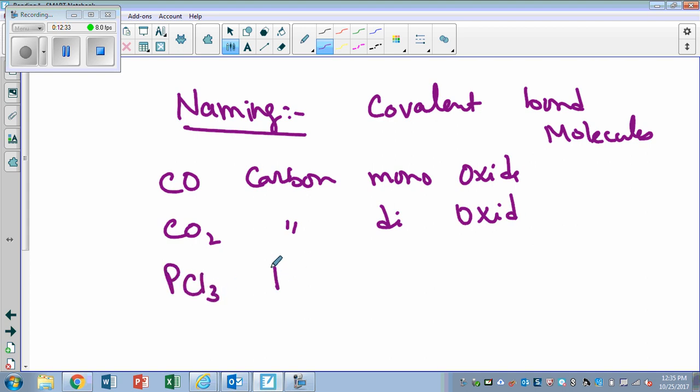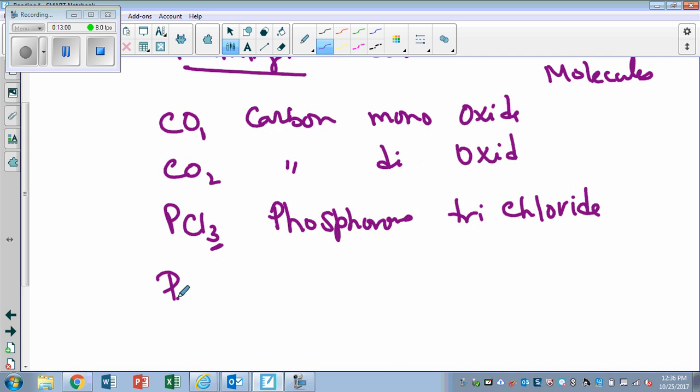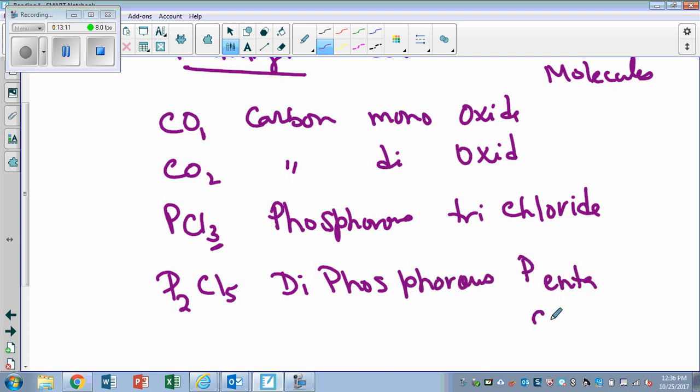PCl3 will be phosphorus trichloride. So we are using prefixes to mention the number of atoms for the second element. So phosphorus trichloride. I'm mentioning monoxide, dioxide, trioxide. We do not mention mono for the first atom. But if the first element has more than one atom, if it is P2Cl5, then I will say diphosphorus pentachloride. So you have to use prefixes to show the number of atoms.